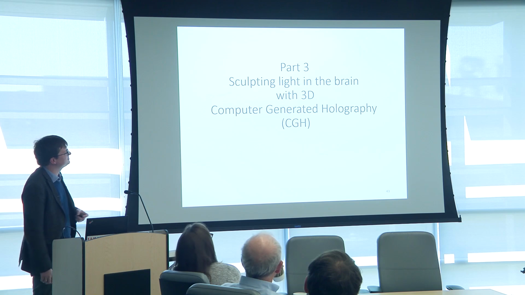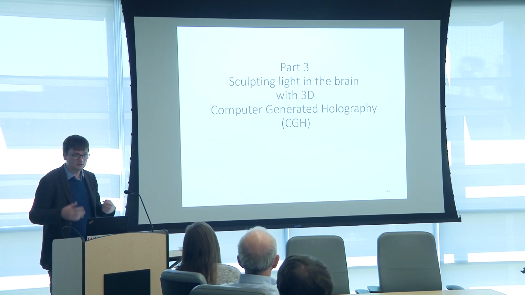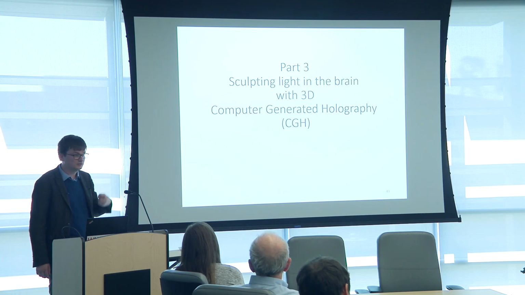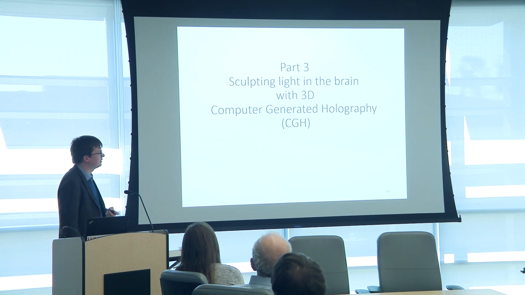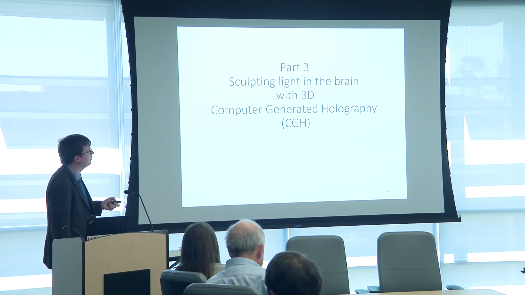So let's talk about holography. This setup is working, and one of the performance limiting factors is that we would like to be able to target holograms fast and to target neurons fast. So for that, we need to compute those holograms rapidly. So how do we make holograms?